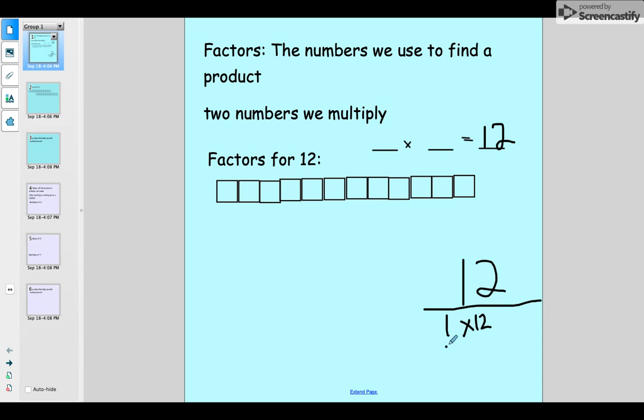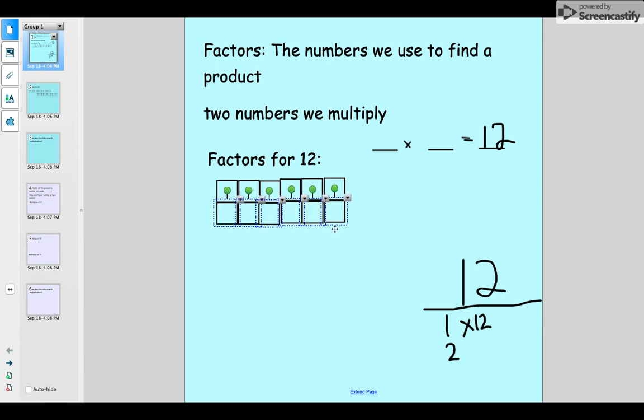Now I want to try 2 and see if 2 works. So that means I want to make it 2 tiles wide on this side. So I'm going to take some tiles and move them over to see if I can make it 2 tiles wide. And look, there's no tiles extra. And so what I'm really doing is finding the area of this rectangle. I'm saying it's a 2 by 6. And when I solve for area, I'm doing 2 times 6. And sure enough, that's going to use all 12 blocks. So 2 times 6 is another factor pair for 12.